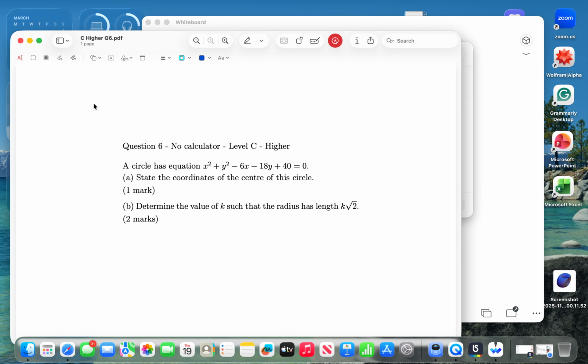Question 6, we have a circle and we have its equation. We want to state the coordinates of the centre in part A, and in part B we have to determine the value of k such that the radius has length k root 2.